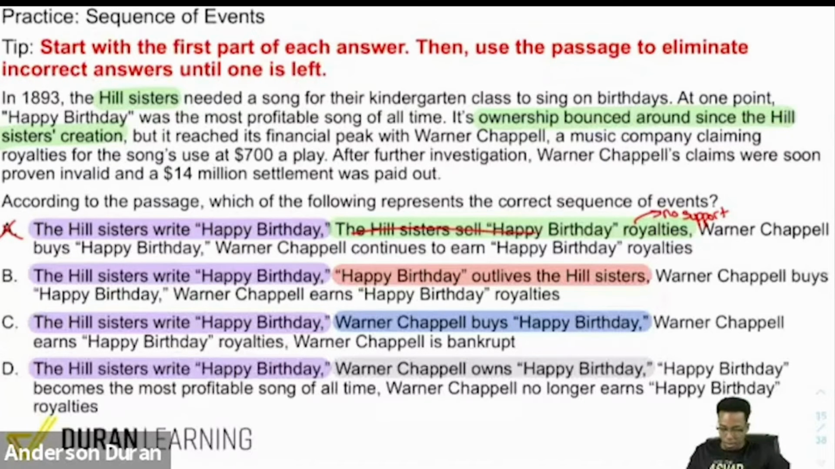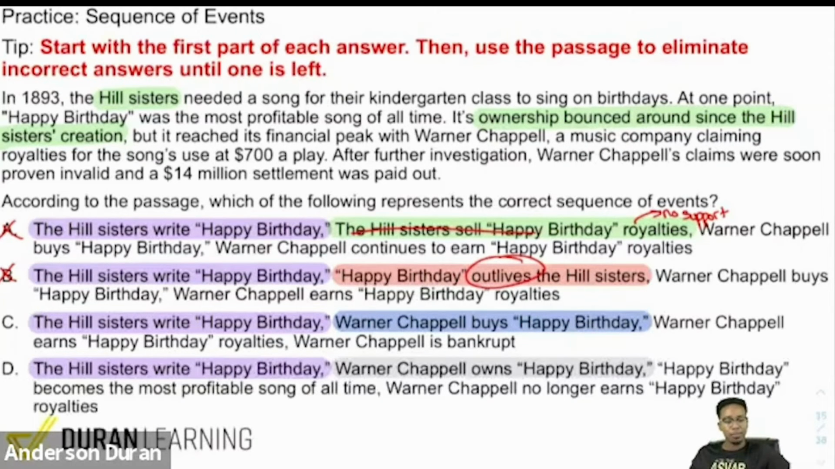So can we read in the passage here that the song was sold after their death? Was that shown there? Can we see that anywhere? Does that say it? No, it doesn't even mention death, right? We can't really say that either. Outlives, their deaths weren't mentioned, right?